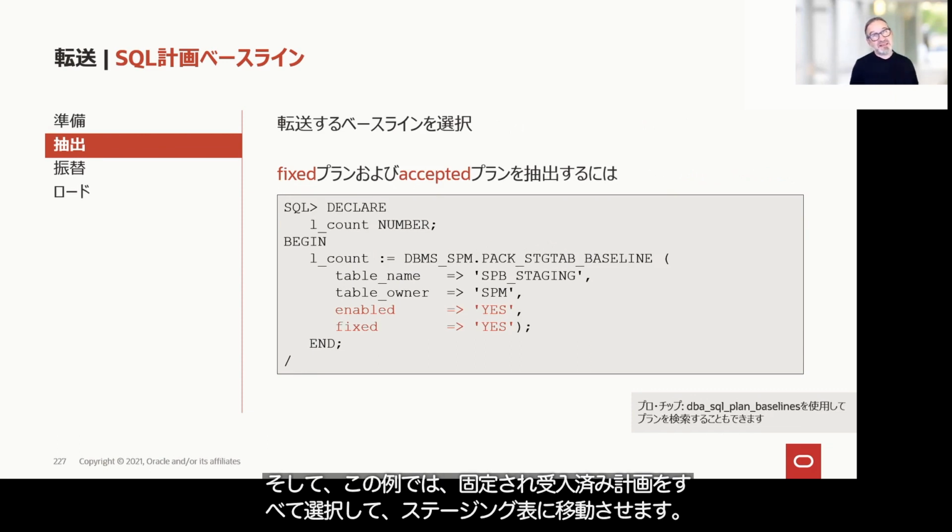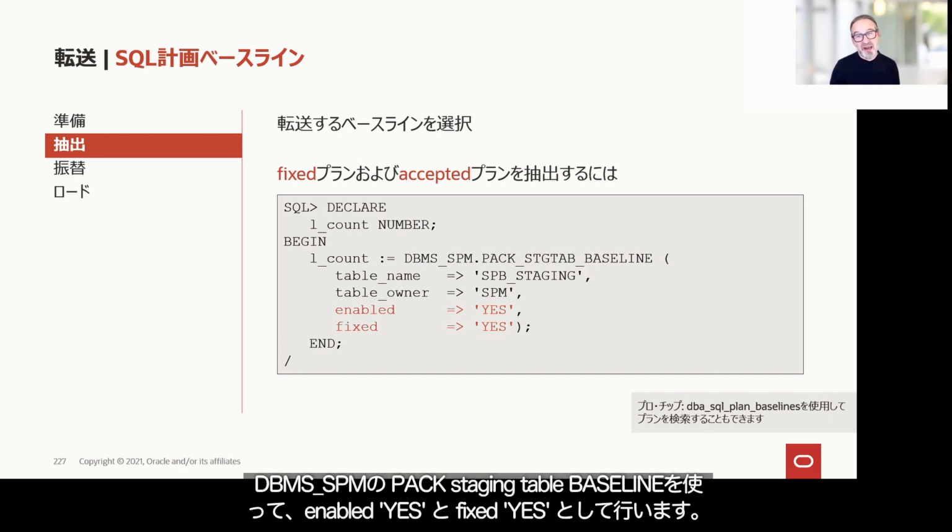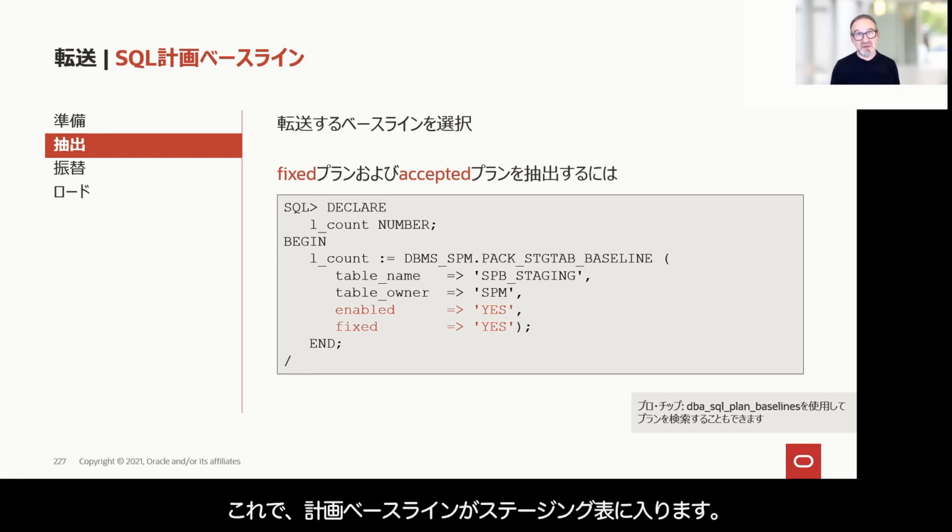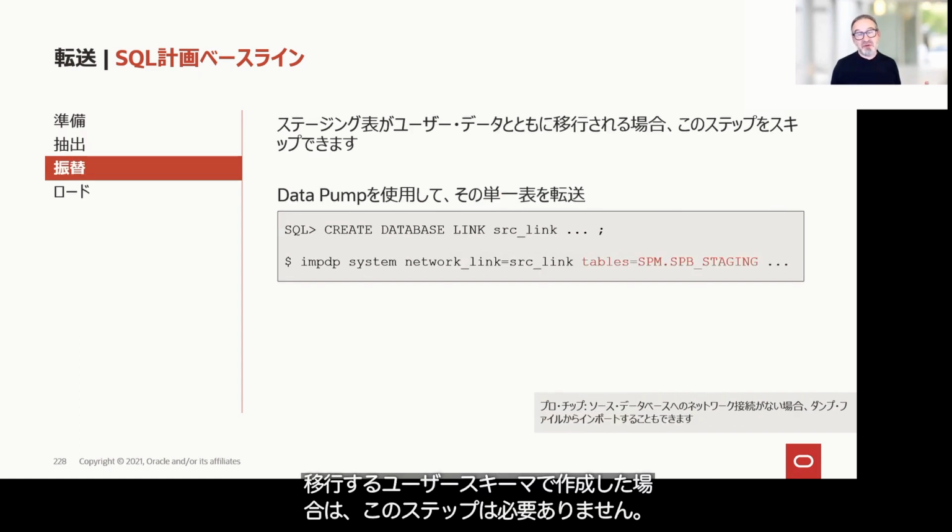Then, in this example, we select all fixed and accepted plans to be moved into that staging table. So we use, again, DBMS_SPM pack staging table baseline, and we do this for enabled yes and fixed yes. Now our plan baselines are in the staging table. If you have created it in a user schema which you migrate, then you don't have to do this step.